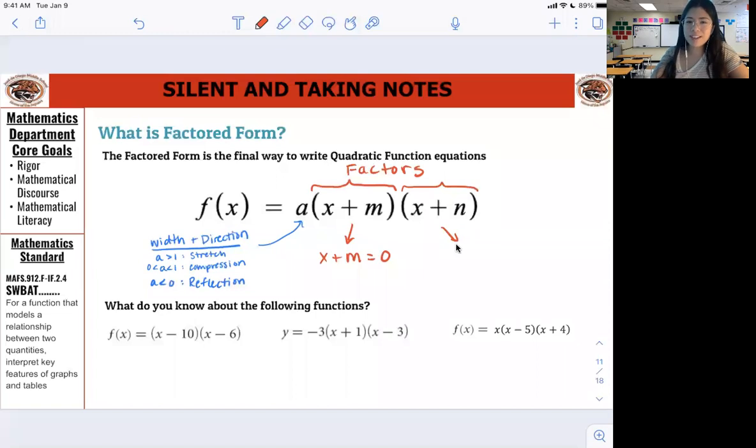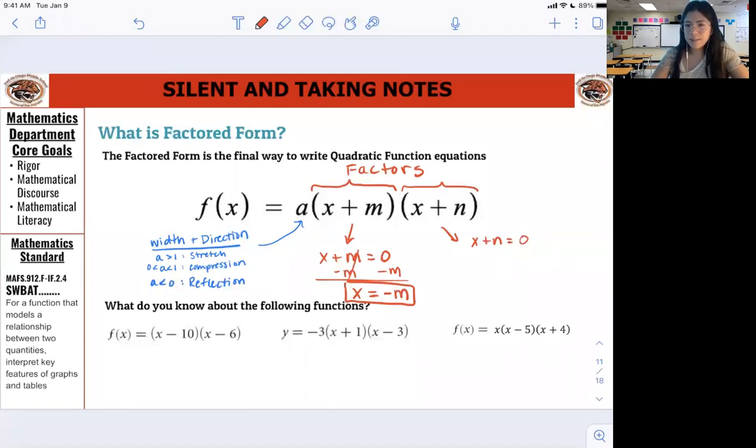We're going to subtract m from both sides. Because then what do I get? X equals -m. Same thing over here. X plus n equals 0. What do I do to both sides? Yeah, I know. That's why I'm reviewing it. Everyone, when they look at this, they're like, oh, I want to foil it right now. But that's not what we're doing yet. We're doing that soon, but not yet.